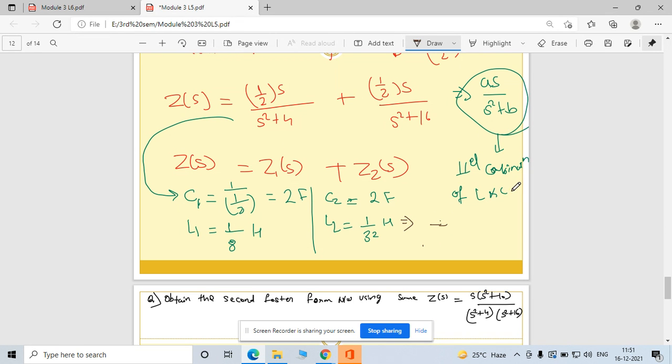Now this is a parallel combination of L and C, right? So simple. This is C and this is your L, in series with C and L. Okay.